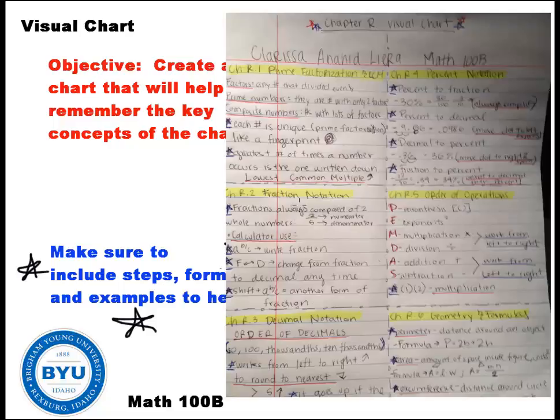So here's an example of what one student did. Notice she broke the paper up nicely. This person used color. Great idea. I love how she used stars to kind of help her remember the key things of that chapter. So yours can look like that. If you've got something similar to that, that's great. That's the idea of the visual chart.